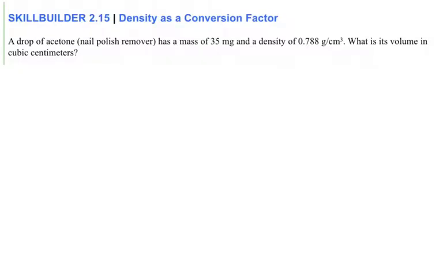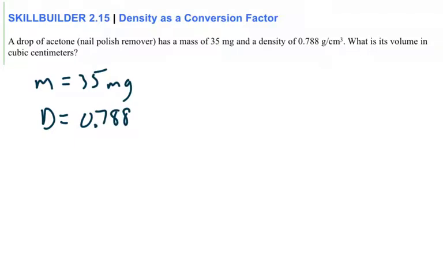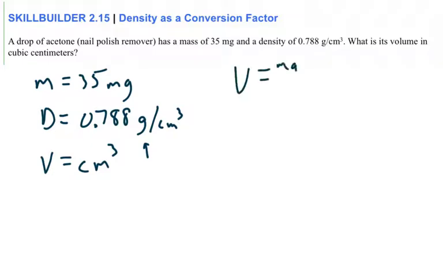Okay, let's try this skill builder. So you got acetone here, which is nail polish remover. They give you the mass. Notice it's in milligrams. The density, notice the units. It's in grams per cubic centimeter. So they're asking us for the volume once again in cubic centimeters. Now, in order for this to work, we need to have milligrams be converted into grams. Now, in order to do that, we're going to use the same formula, mass over density.